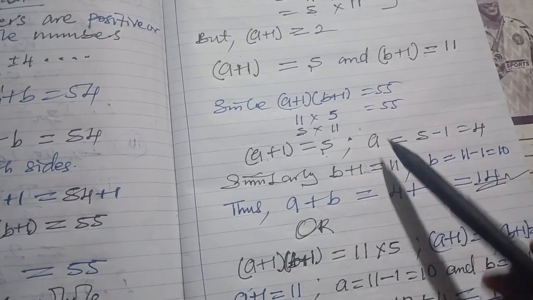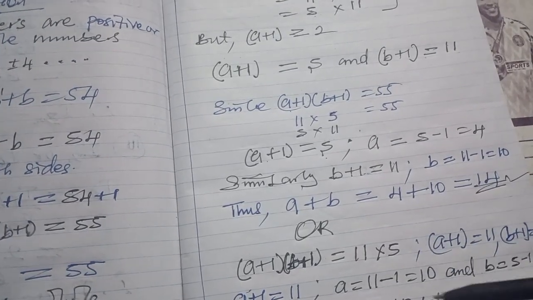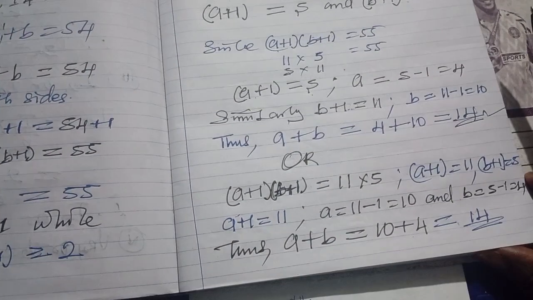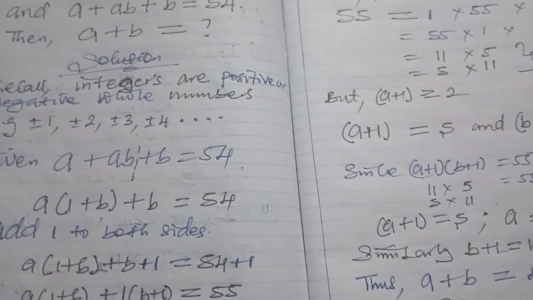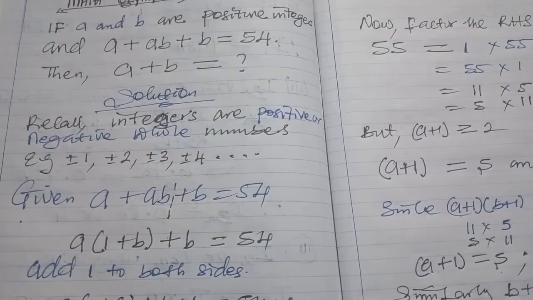Similarly here, when you are considering 11 and 5, you still have 14. Alright. So this is just the simple way you can solve this Olympiad math problem.